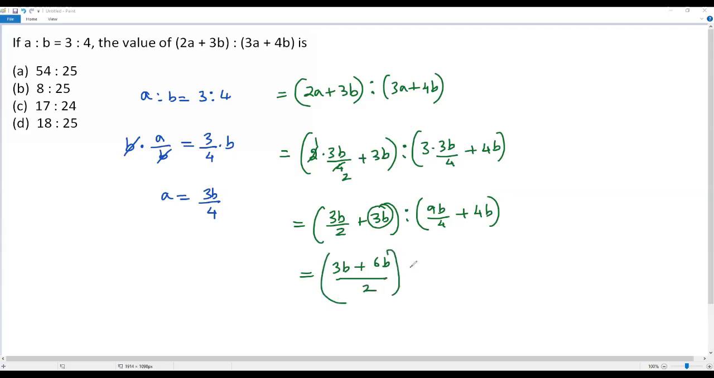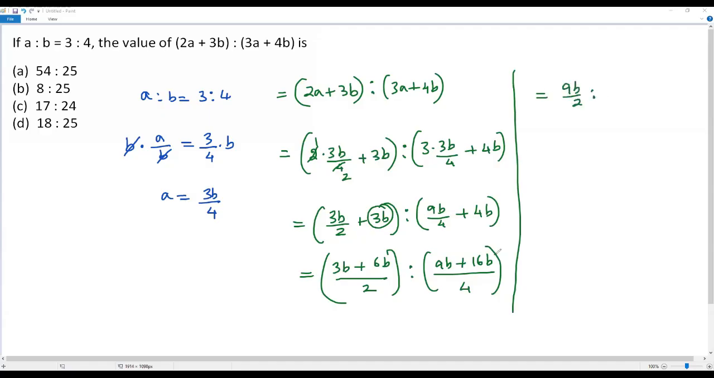Now let me continue. The same process we can do here. I have to multiply this 4B by the denominator 4. Then I get 9B + 16B, since 4B times 4 is 16B. Now since I have multiplied this 4B by 4, I can take the 4 as a common denominator here. Now when I combine 3B and 6B, I get 9B over 2. When I combine 9B and 16B, I get 25B over 4.